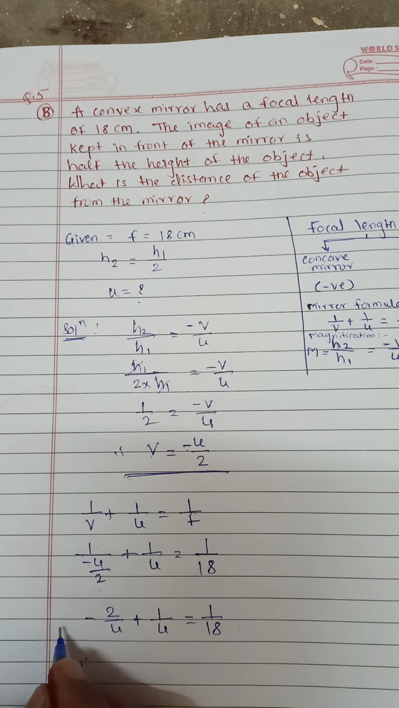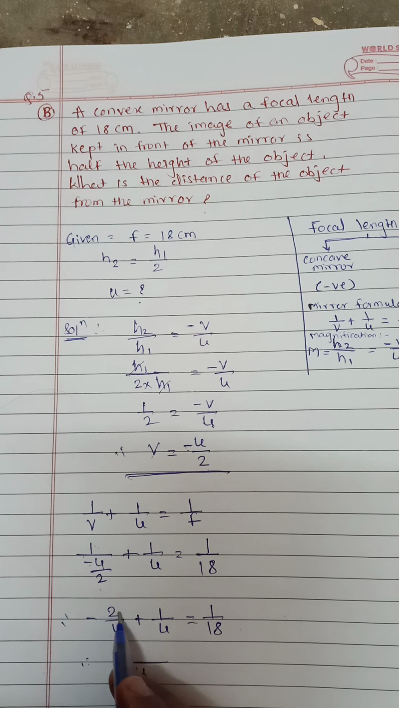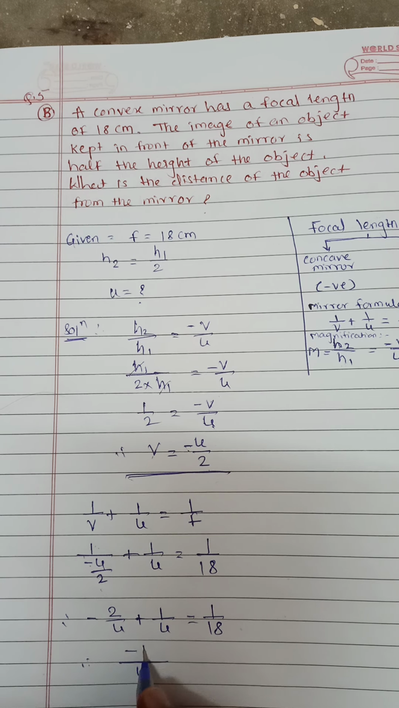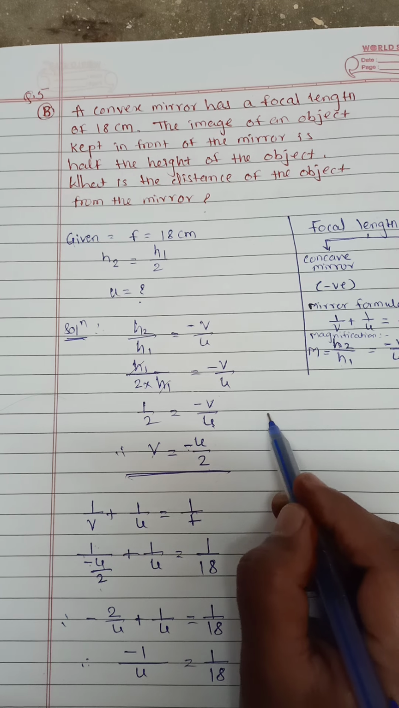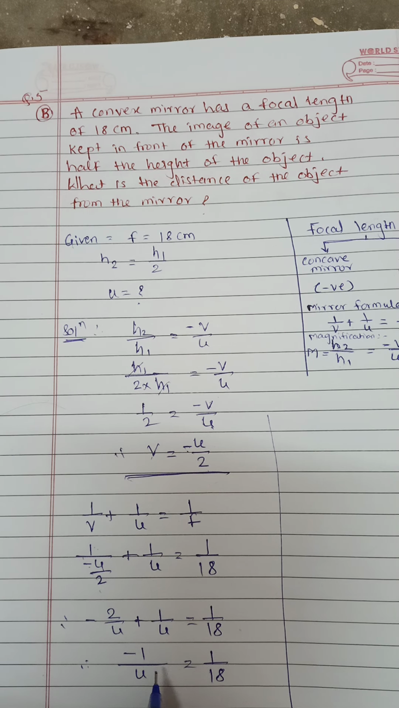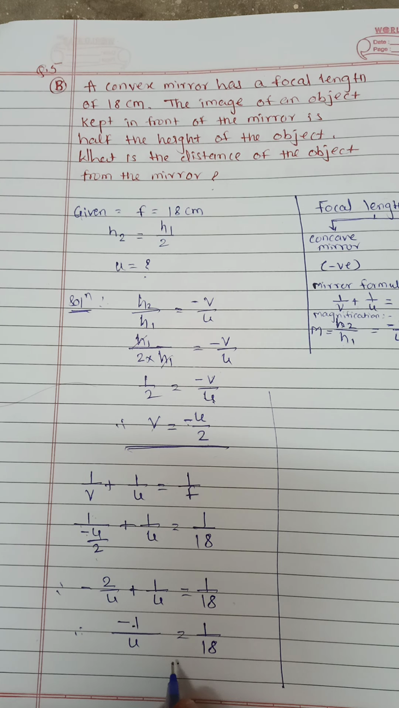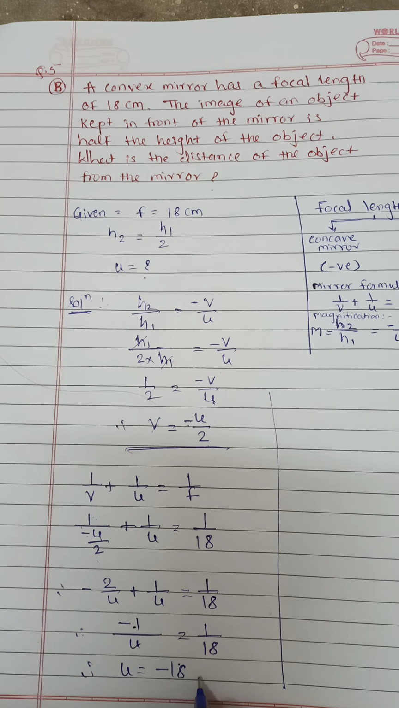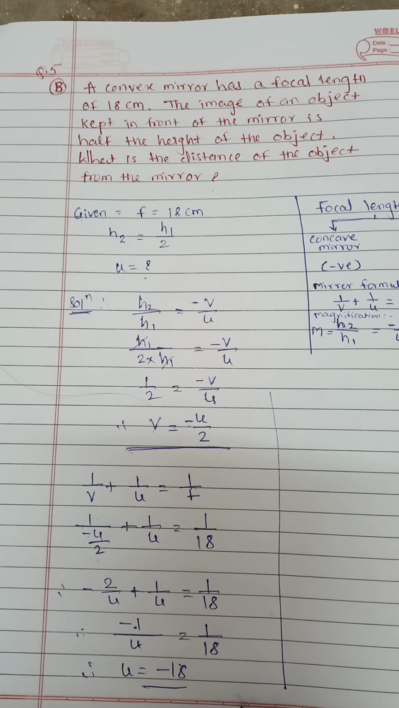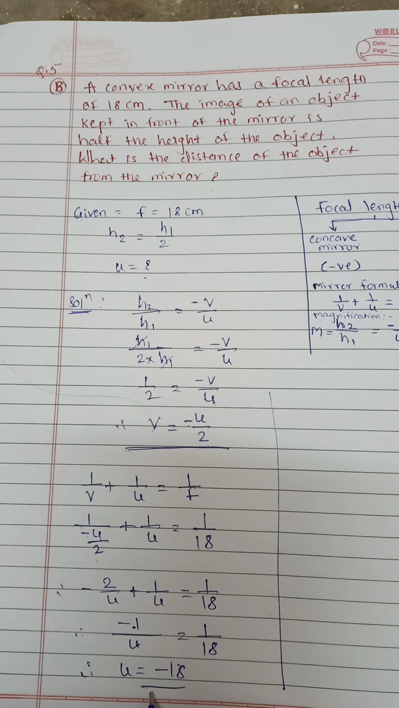As the denominator is the same u, we'll add or subtract the numerators. Minus 2 plus 1 is minus 1, is equal to 1 upon 18. If we cross multiply this, it will become minus 18 is equal to u. Therefore u is equal to minus 18. And u is always negative because the object is in front of the mirror.